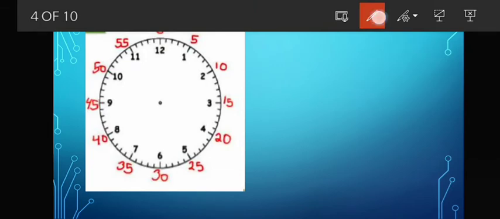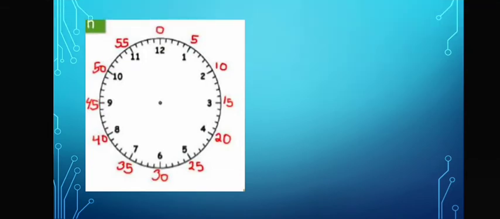So you have to learn the 5's table. 1 means 5, 2 means 10, 3 means 15, 4 means 20, 5 means 25, 6 means 30, 7 means 35, 8 means 40, 9 means 45, 10 means 50, and 11 means 55, and as it reaches 12 again, it will be 1 hour.